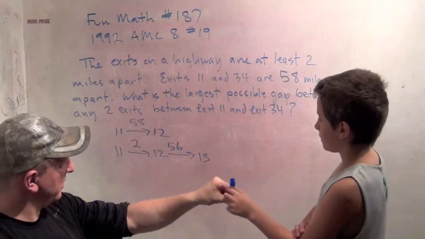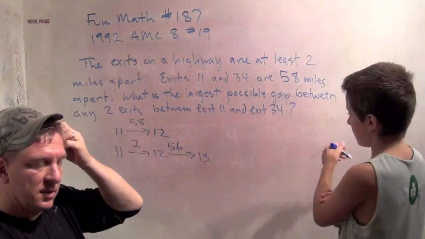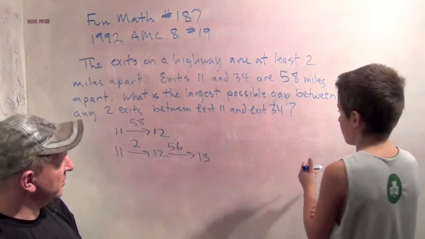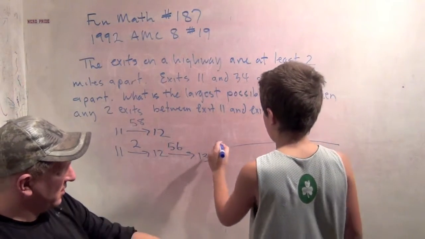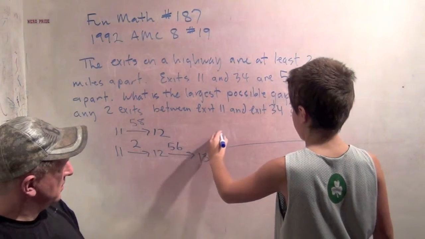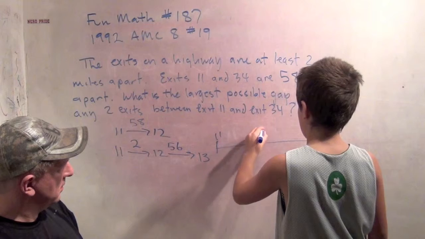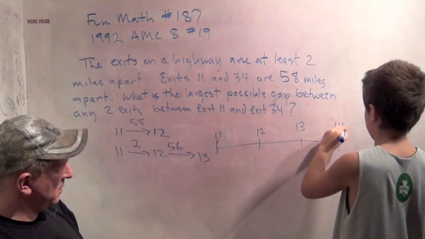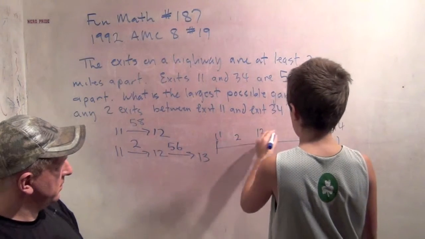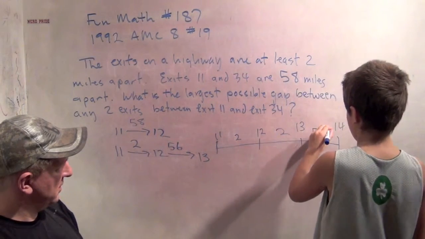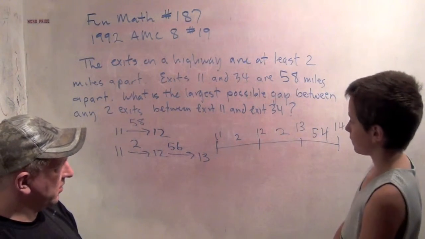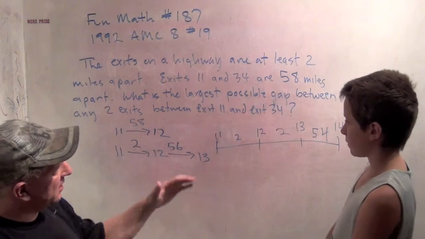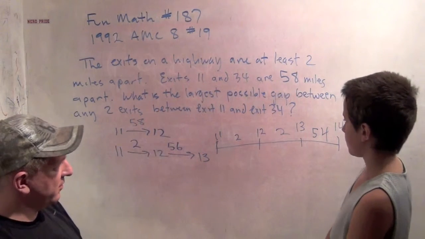What's the next? You draw out for me the next easiest problem. Make a picture. Don't stand in front of it, though. We have 11, 12, 13, and 14. So we want this to be 2, 2, and 54. 2, 2, and 54. Okay, great. Now, this should give us enough to make the 11 to 34.